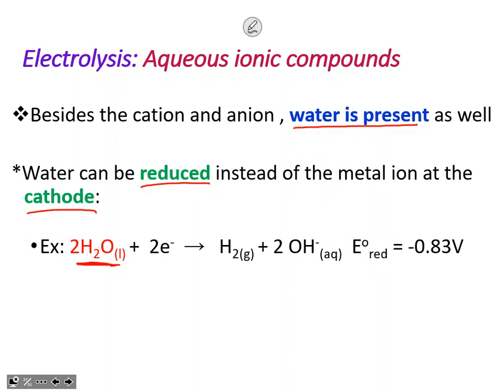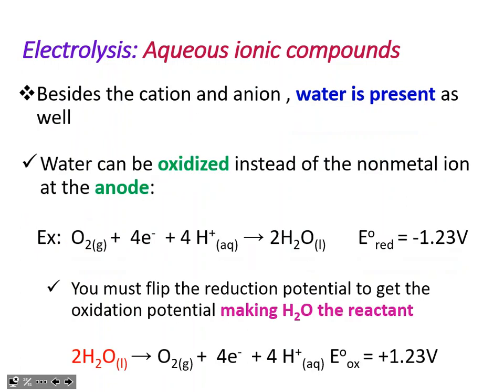Water is a reactant, and when it reacts, it's going to form hydrogen gas and hydroxide, so it actually ends up making a little bit of a basic solution. Its reduction potential happens to be negative 0.83 volts. Water can be reduced, and so you have to figure out how to set up your electrolytic cell so that water doesn't interact and ruin what you're trying to isolate.